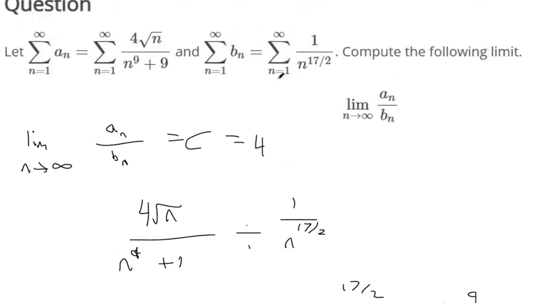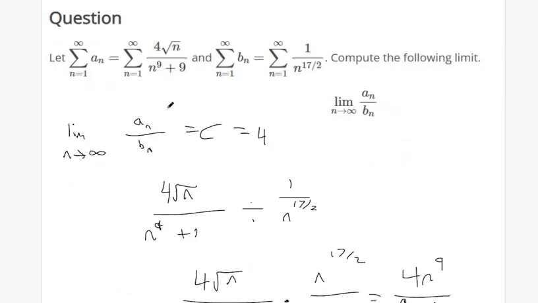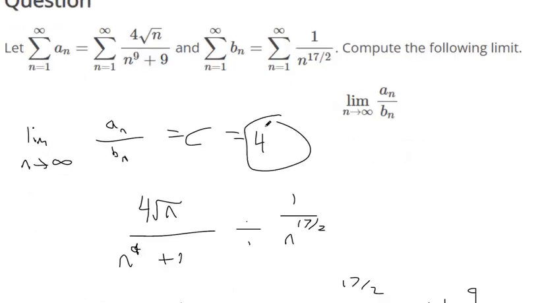Okay, so this one converges, so we know a sub n must also converge. So they just asked us to compute that limit. I think all you need to answer is 4 then.